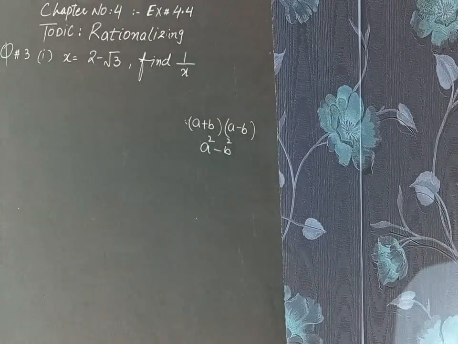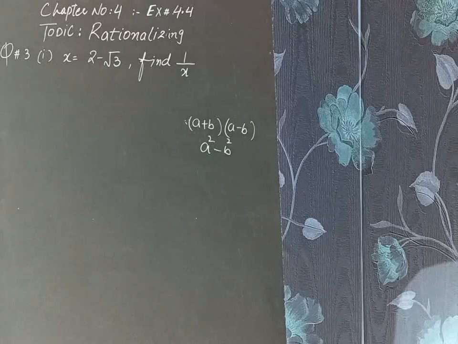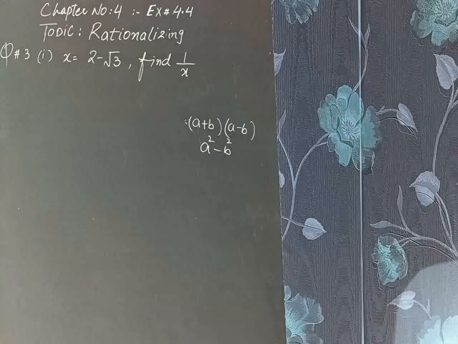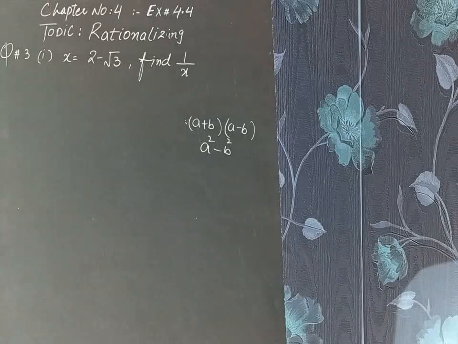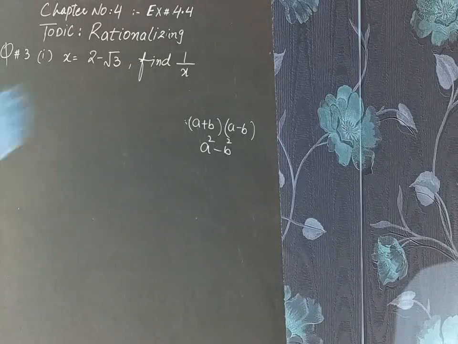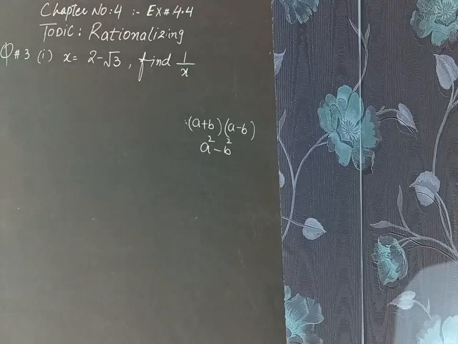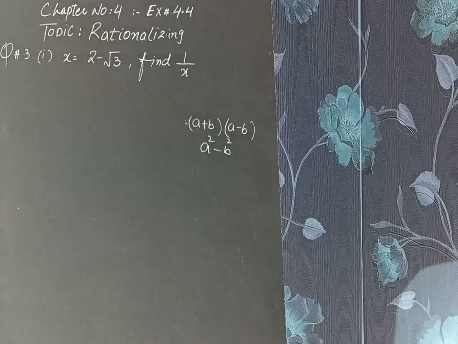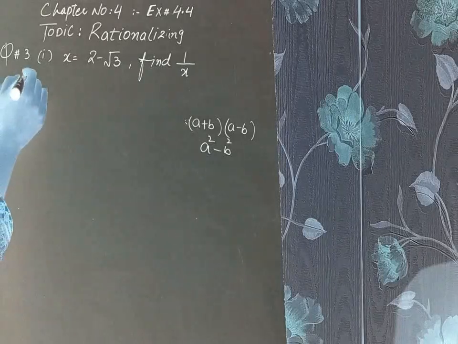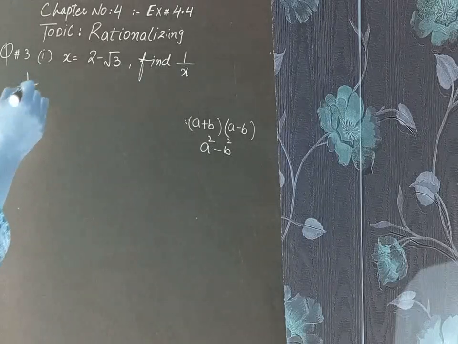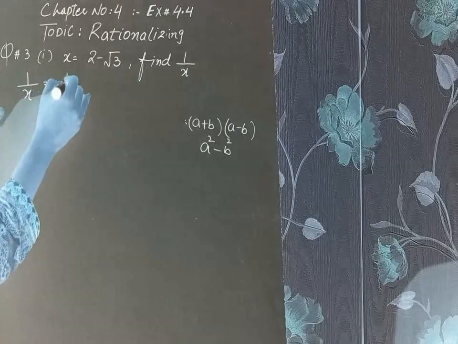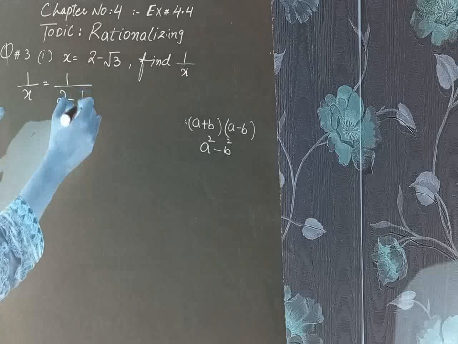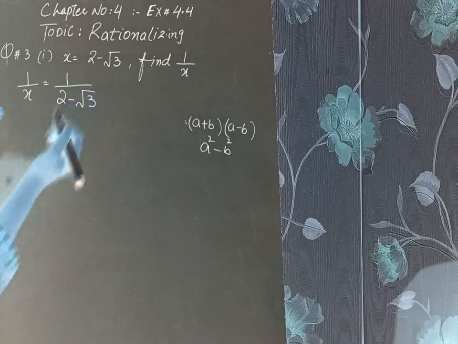Question number 2 you can do yourself because you will only have to take the conjugate. You just have to change the signs over there. Question 3 part 1 we are going to solve. Part 1, the value of x is given as 2 minus under root 3. We have to find the value of 1 over x. So first we write over here 1 over x. 1 over, in place of x we write its value, 2 minus under root 3.